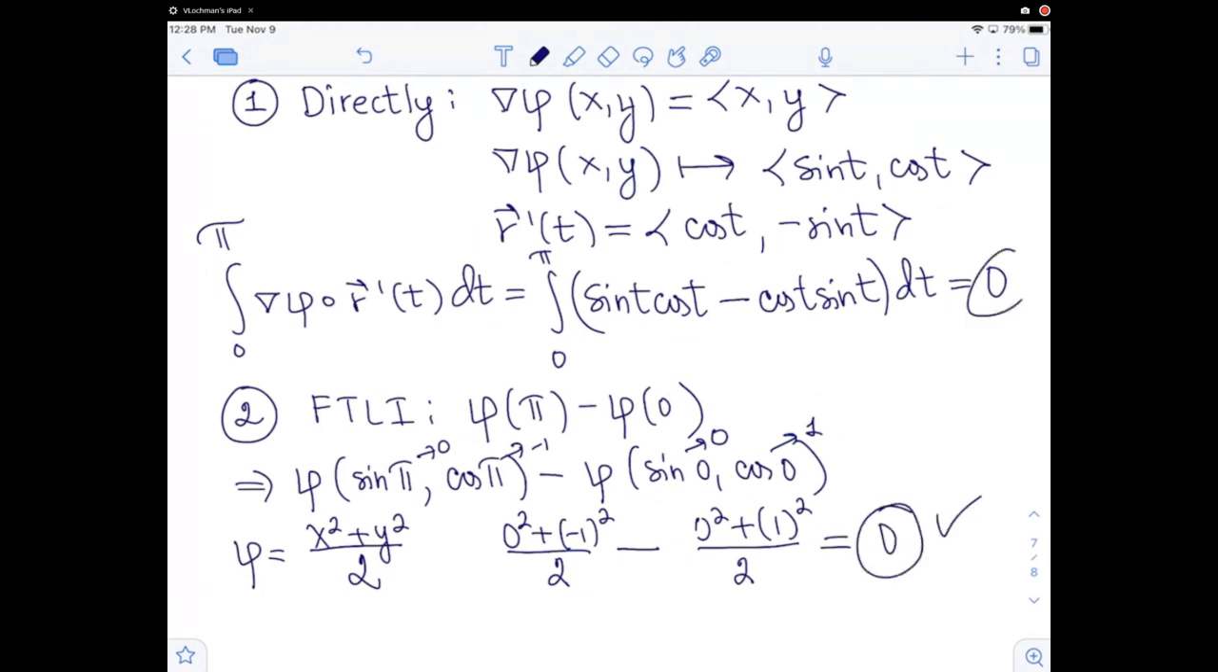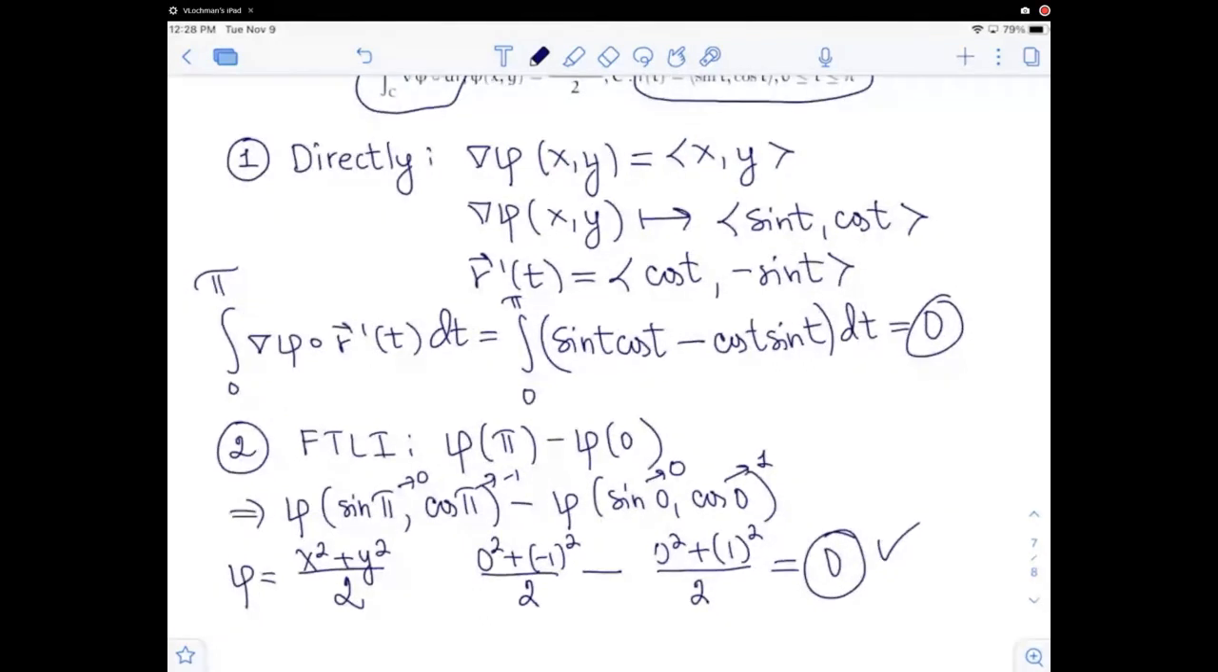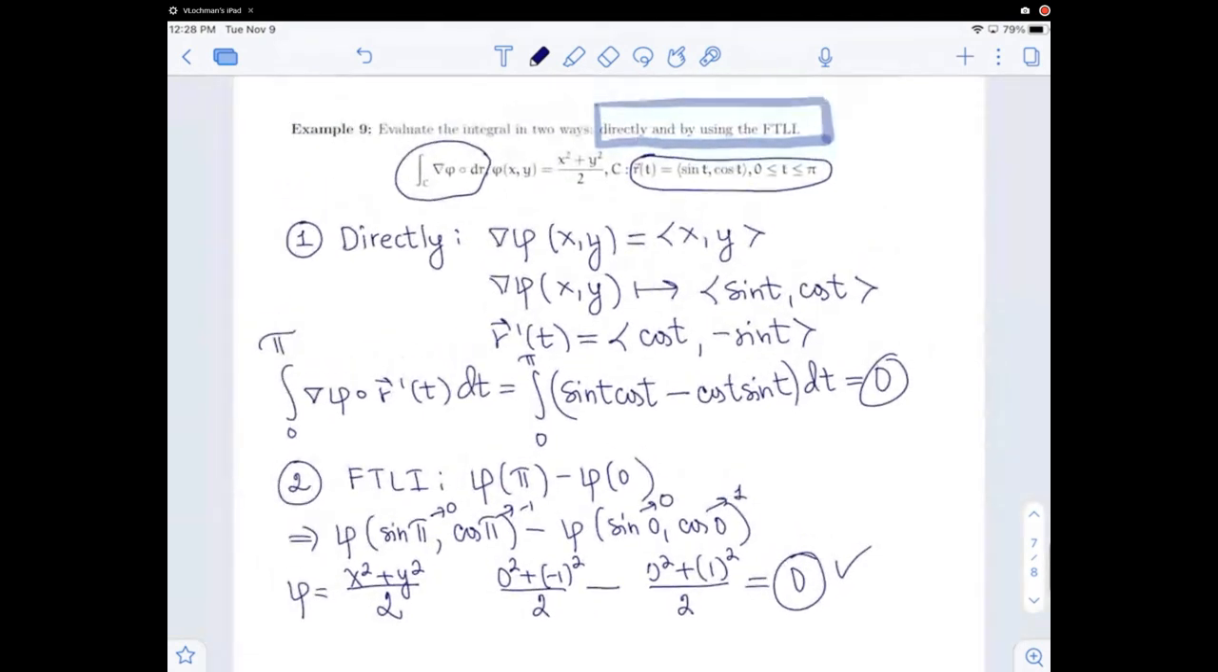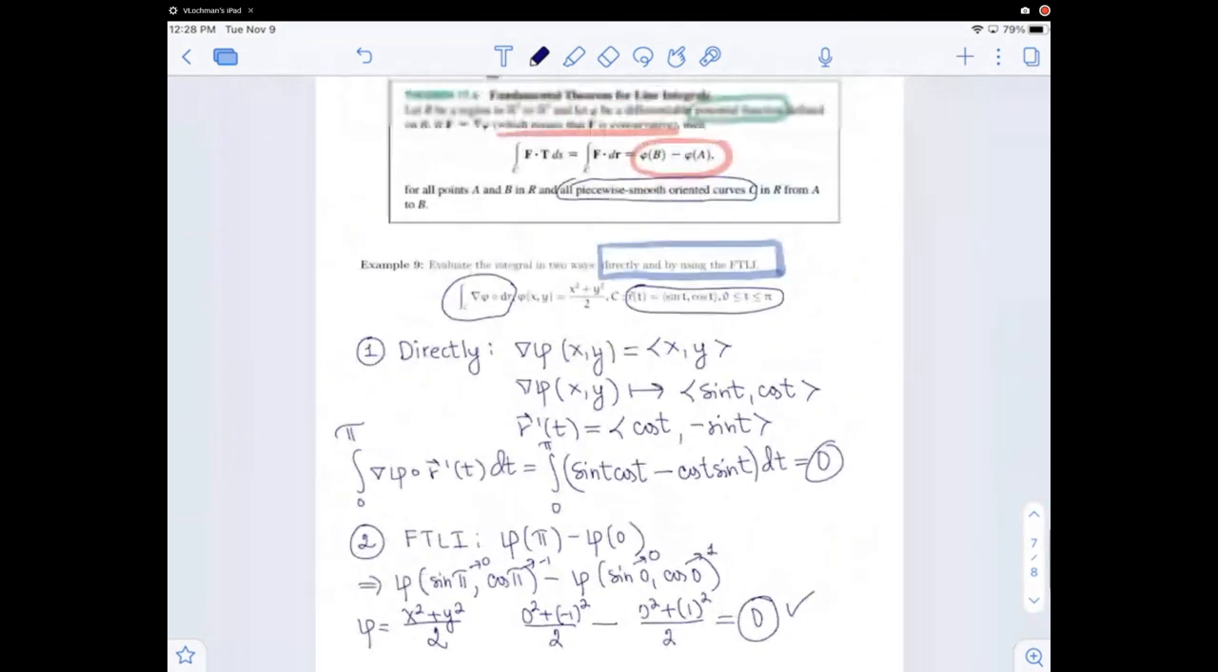We got the same thing, except that in the second part, we did not have to parameterize anything. There's no need to find a parametric description of C, rewrite everything in terms of t, and do all of these steps that we've done for the first part. So this is a very powerful result. There it is, the fundamental theorem for line integrals.